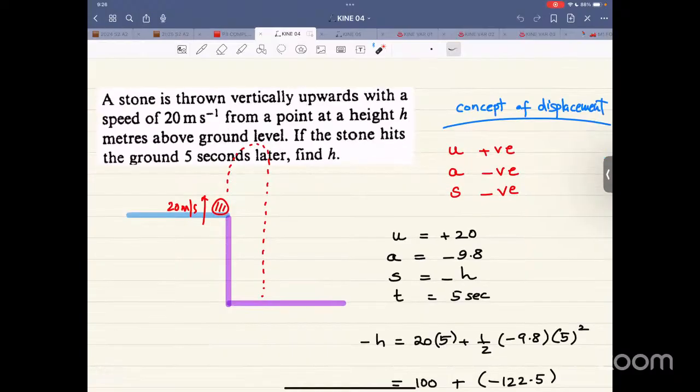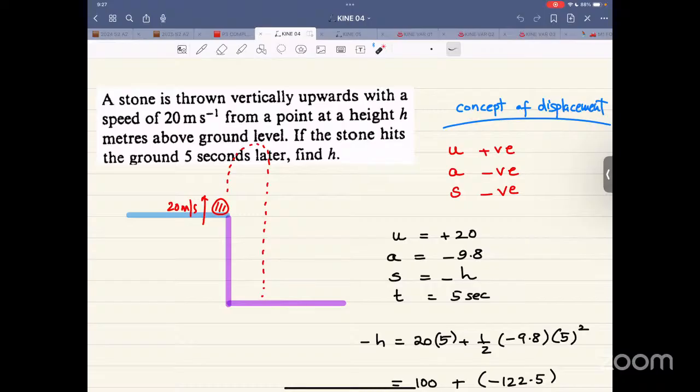The next concept that comes in very handy is called the concept of displacement. That means in such a situation, when it goes up, comes back to the same level and drops all the way to the ground, we will take u to be positive because it's going up. Acceleration is against it. That is why it will reach a maximum height and then come back to the same level and then go all the way to the ground. So acceleration is negative and displacement is negative because this is like the x-axis. When displacement is positive it's going up, and when it's going down, displacement is negative. So that's called the concept of displacement.